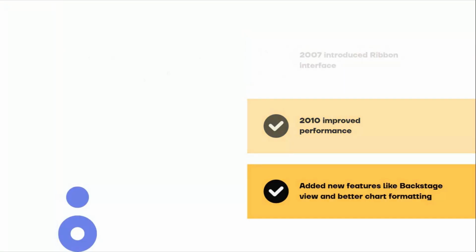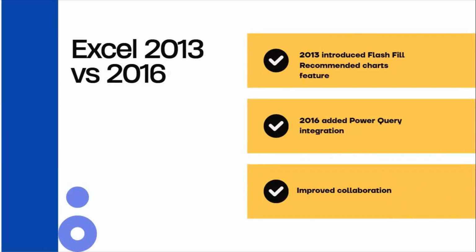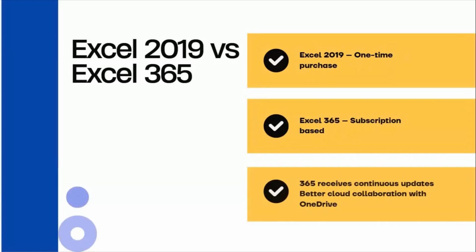Let's come to the next one, which is 2013 and 2016. In 2013, they introduced Flash Fill and recommended charts, and Power Query integration in 2016, and also the collaboration part. And let me take you through the next one, 2019 versus 365.